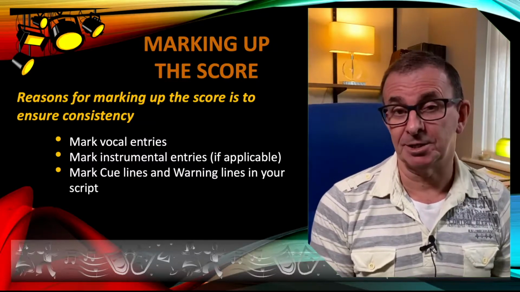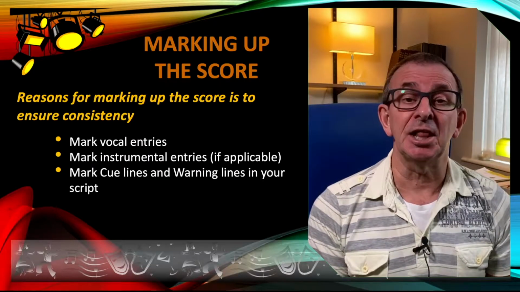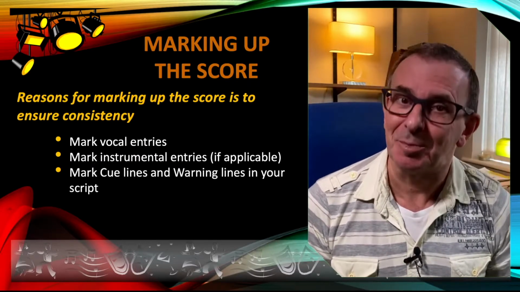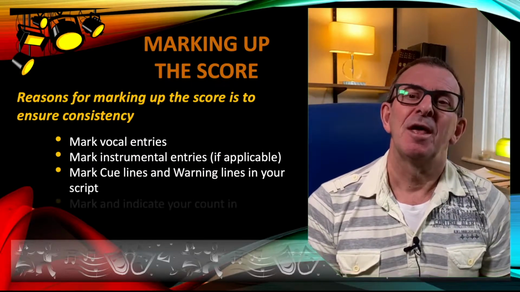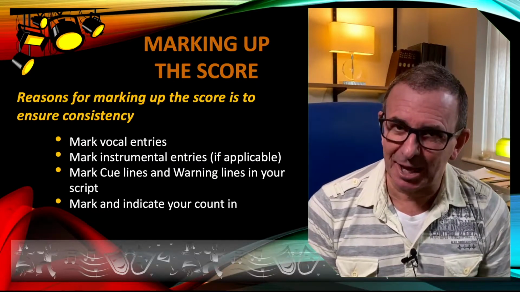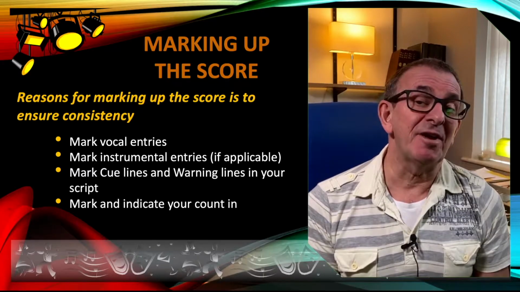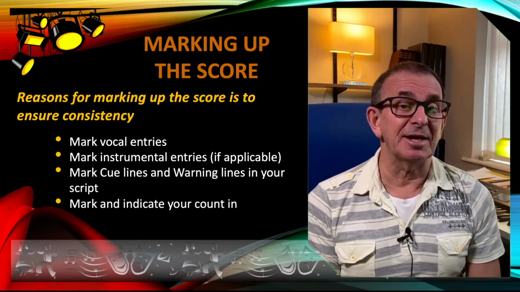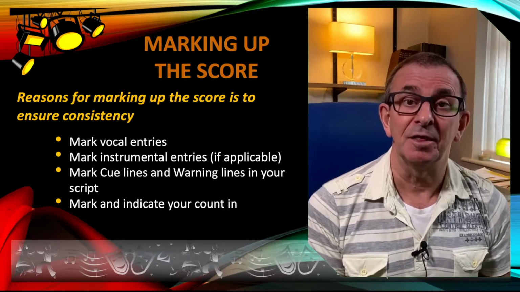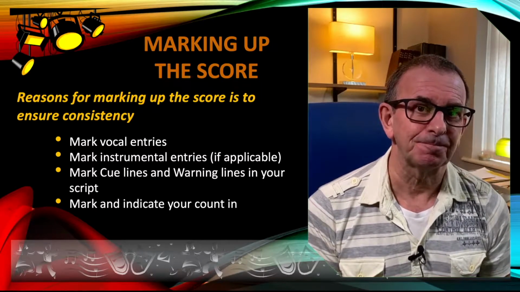Similarly, warning lines in your script need marking. These are the lines that prompt you and the band or orchestra to prepare to play. Think about how you will start each music number, the counting. As part of our aim for clarity, all members of the band and sometimes technical crew need to know exactly when the music will start.